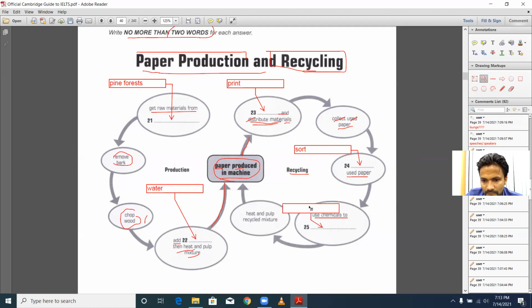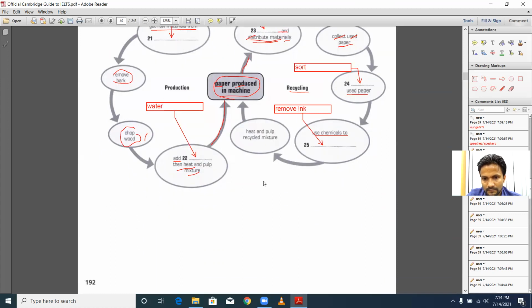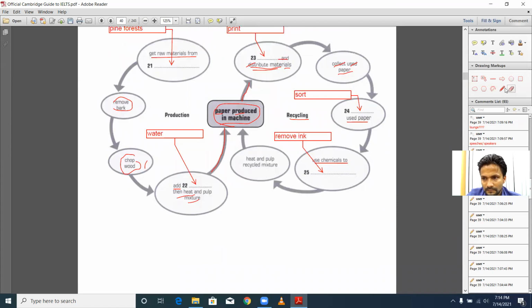So, how is your chemistry? Well, not very good, I'm afraid. But this is how they remove ink. So this is definitely going to need a bit of research. Right. The last step in the recycling section is similar to the last step in the production process, with heating and pulping, before the cycle begins again.